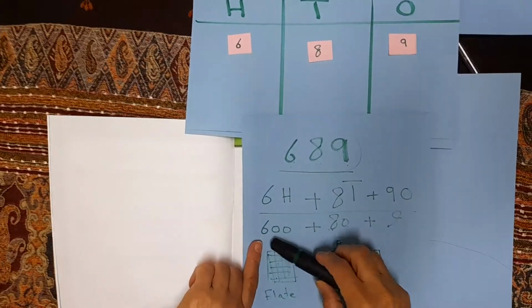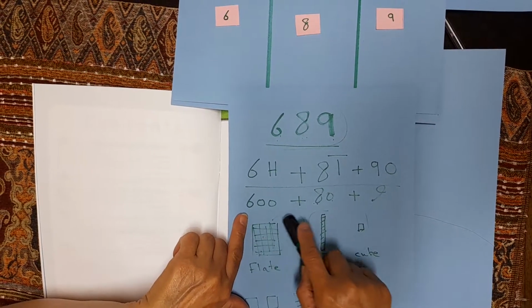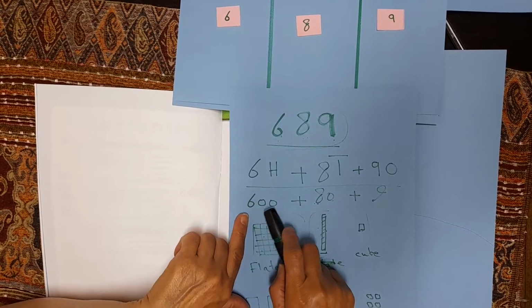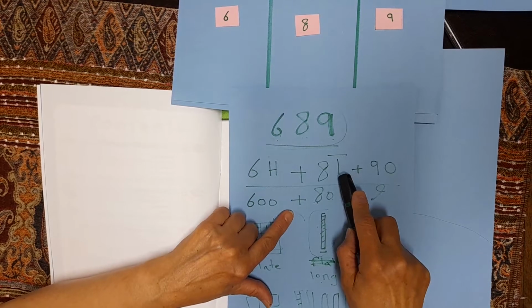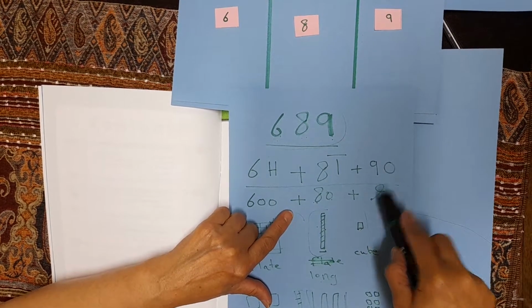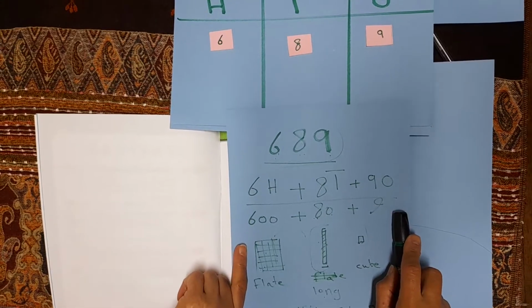The last way we are going to know how to write numbers is called the expanded form. Expanded form, instead of H, you write 2 zeros, so it will be 600, plus, instead of the tens, 0, it will be 80. With 9, no zeros. So this is the expanded form for my number.